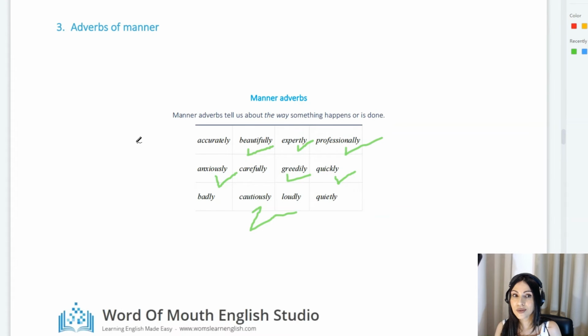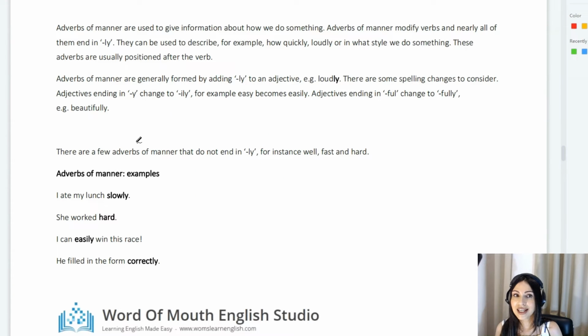with verbs. Adverbs of manner are used with verbs because they give information about how the action is performed. And they almost always end in ly. That's something that you can be more confident about. Adverbs of manner can describe how quickly or loudly something is done, and these adverbs are usually positioned after the verb. And they're generally formed by adding ly to an already existing adjective. So do consider your spelling strategies. You will have to make some modifications to your writing.